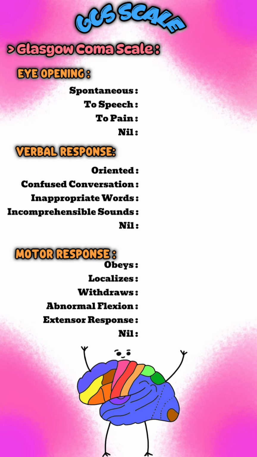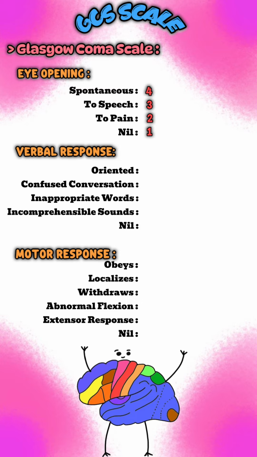In eye opening, if the patient is opening and closing their eye spontaneously and normally, then the score is 4. If the patient opens their eye on asking, then the score is 3. If the patient is opening their eye on pain stimulus, then the score is 2. And if they do not open their eye at all, then the score is 1.